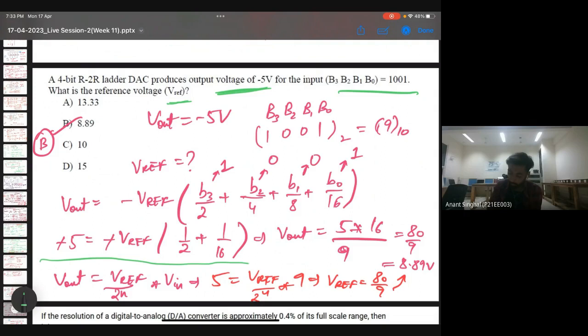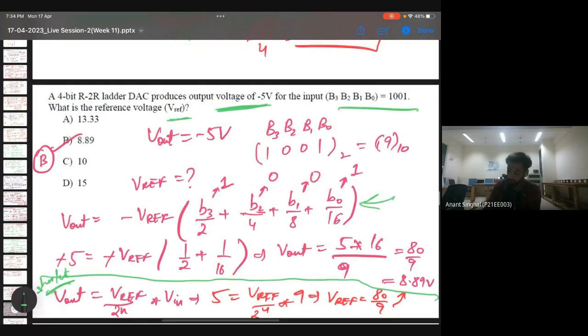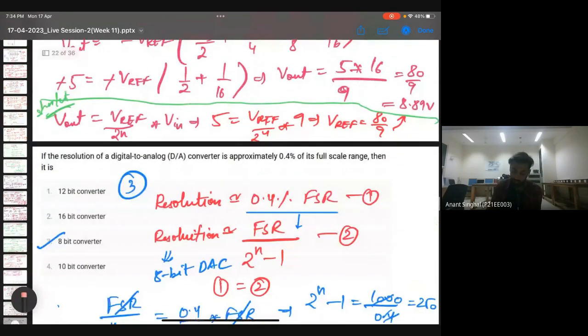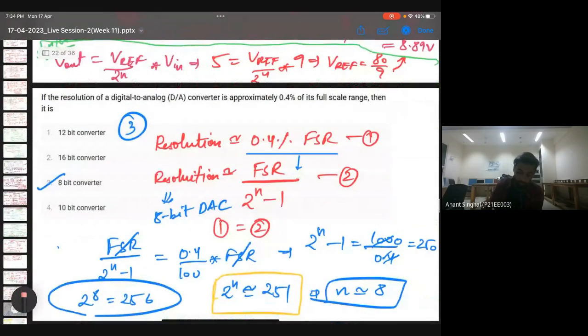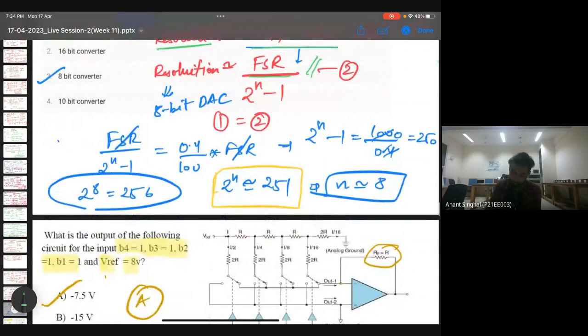So I told you about the two methods. This one is the easier method, or we can go by the concept. We are getting the same answer as 8.89 volts. Again, this is an important question. This comes in GATE quite frequently. A resolution which is some percentage of full scale range, and resolution is nothing but full scale range upon 2 to the power n minus 1. So we equate both of them to calculate the value of n bits.